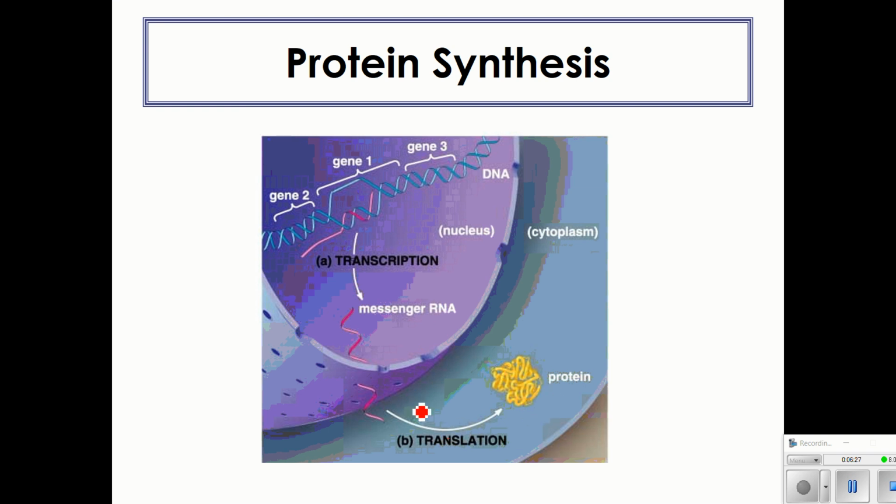What's missing in this diagram is a ribosome. Ribosomes have to take the mRNA and read it and turn that into a protein.